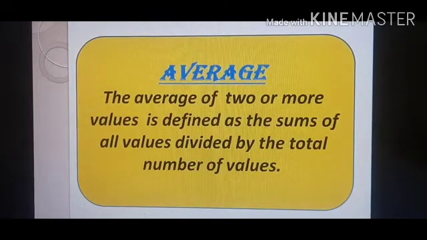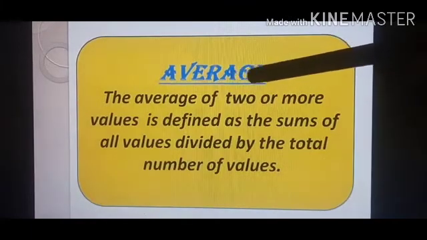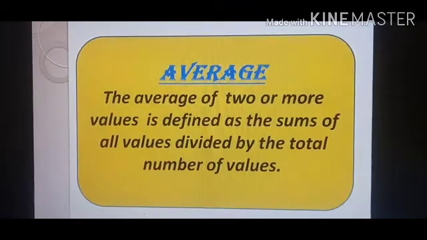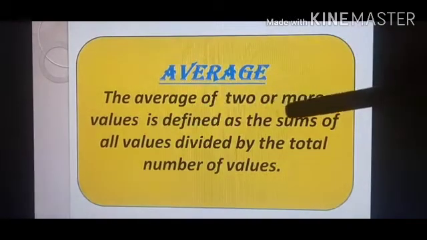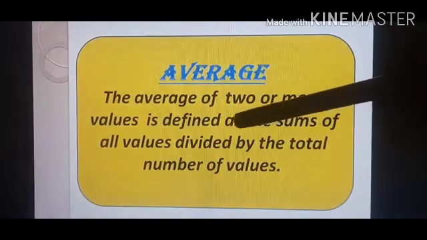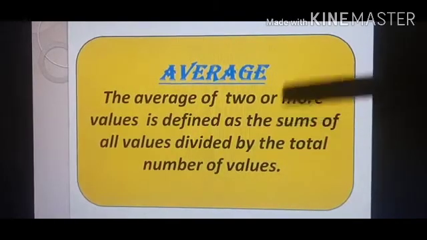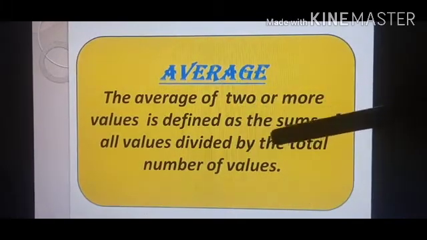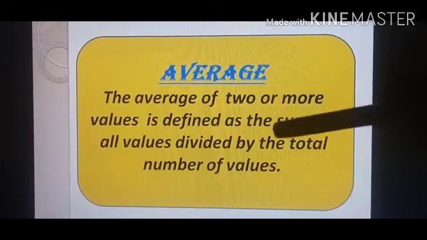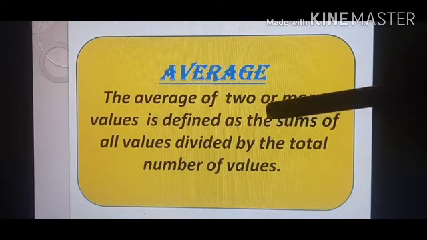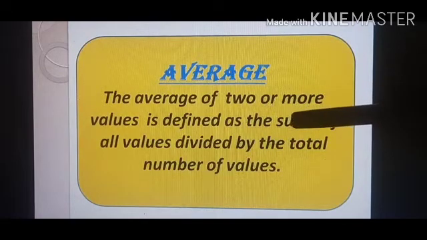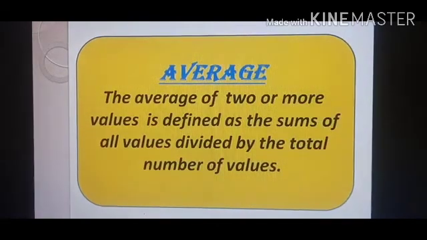Let me explain this with a small example. Like you have to find out the average of two numbers 4 and 5. Then this definition is telling us we have to find out first the sum of the values, that is 4 plus 5, 9, divided by total number of values. Total values are 2, 4 and 5, 2 values are there. So 9 divided by 2 will give us the average, and 9 divided by 2 will give us the answer 4.5. So average of 4 and 5 is 4.5. Understood?